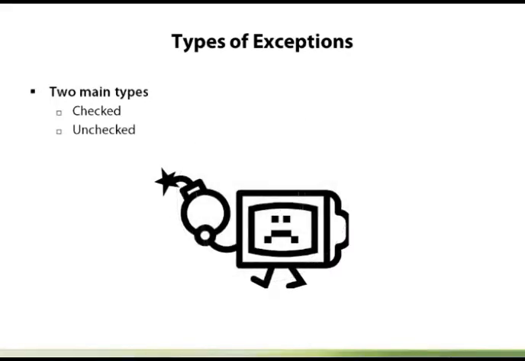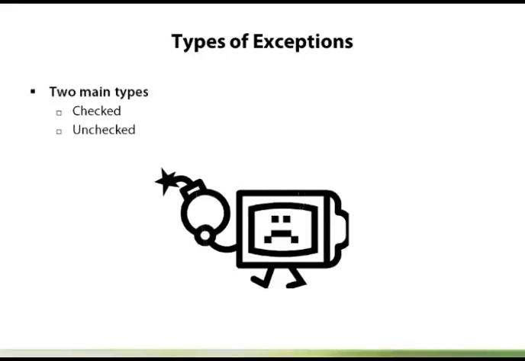So in Java, there are basically 2 types of exceptions: checked exceptions and unchecked exceptions. These 2 types exist in Java for reasons that are a little bit debated, and as we talk about the checked exception, you'll see what I'm talking about. But just so you're aware, this is a unique thing for Java.